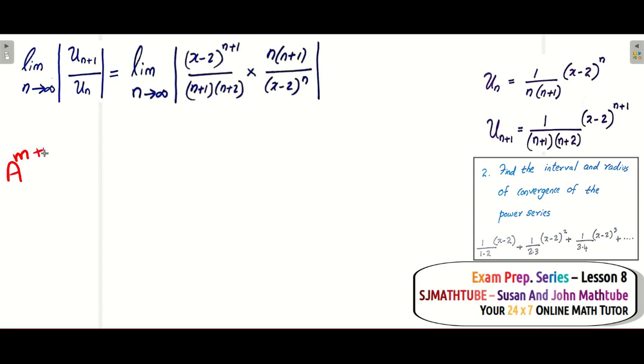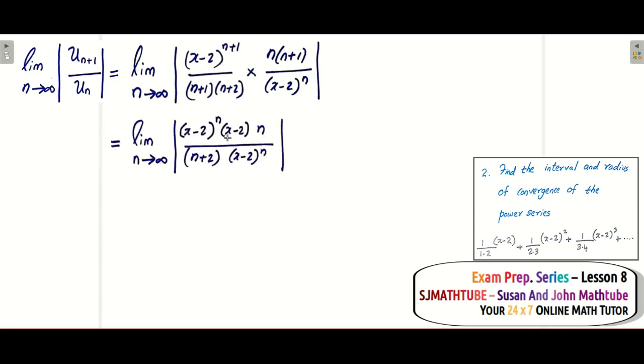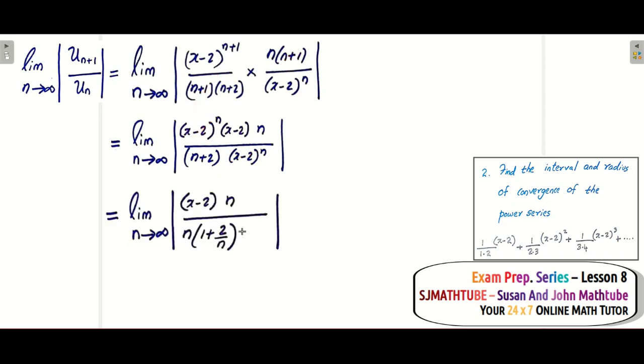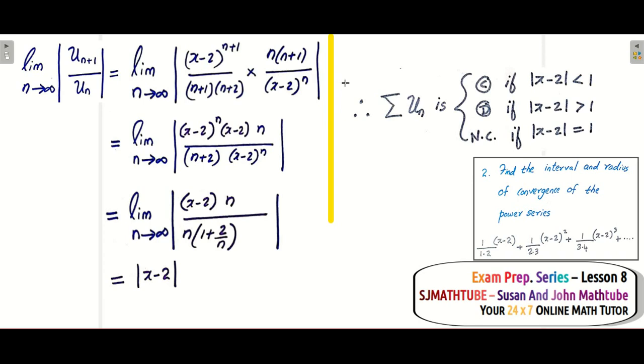And I'll repeat, a to the power m plus n is a power m into a power n. So this quantity over here, that will split. So let's cancel 1 and a 2, and this n plus 1 I already cancelled. So that's it. We end up with something like this. And again cancel. And I'm sure you're very good with limits regarding infinity, and this is going to be mod x minus 2.